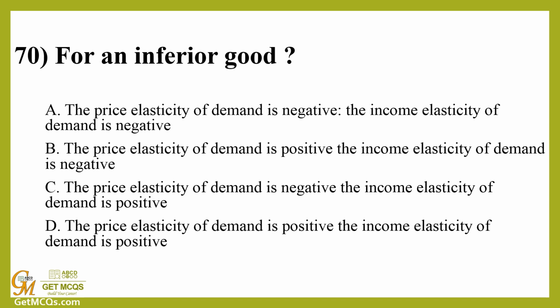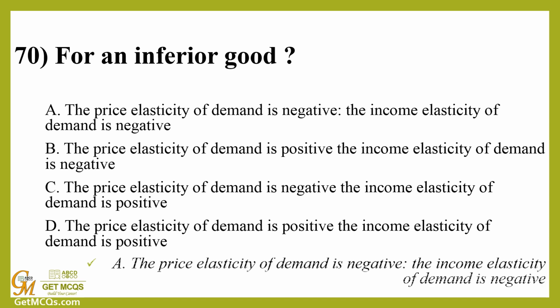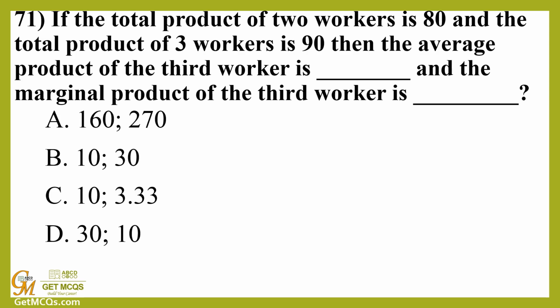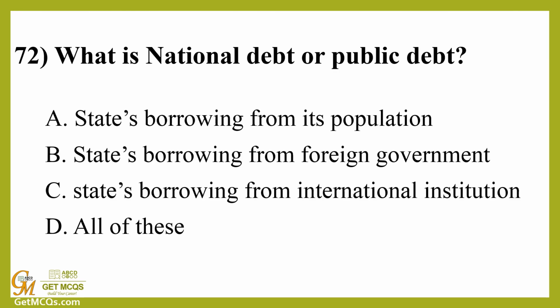70. For an inferior good? A. The price elasticity of demand is negative, the income elasticity of demand is negative. 71. If the total product of 2 workers is 80 and the total product of 3 workers is 90, then the average product of the third worker is and the marginal product of the third worker is D. 30, 10. 72. What is national debt or public debt? D. All of these.